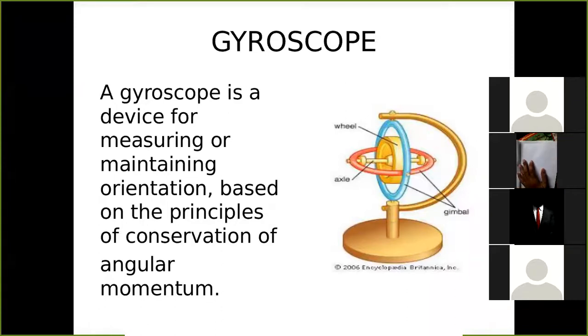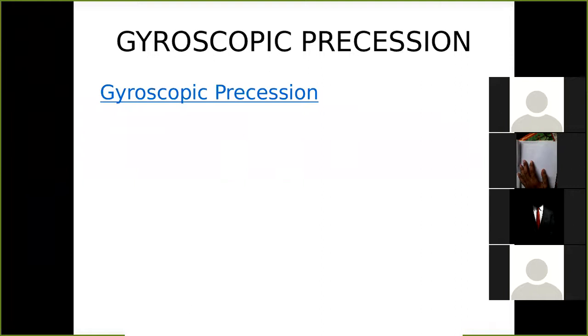Yesterday I gave you a brief introduction about the gyroscope, and we learned what a gyroscope is. Actually, it is a device for measuring or maintaining orientation, and it is based on the principle of conservation of angular momentum. Now, in order to understand it fully, let us watch this video again. Yesterday it was not clear.